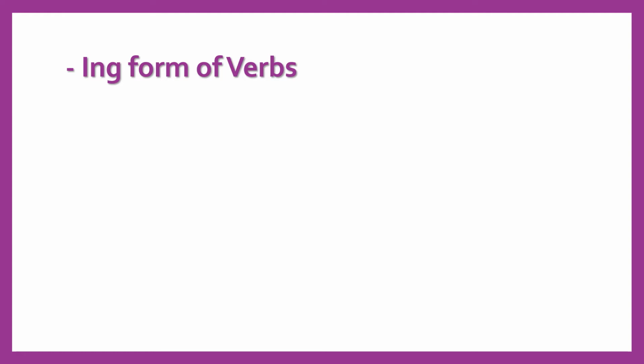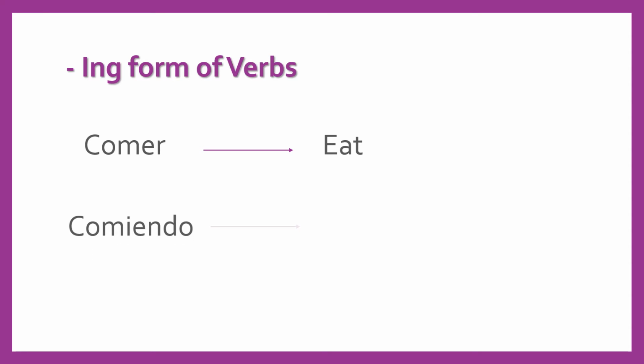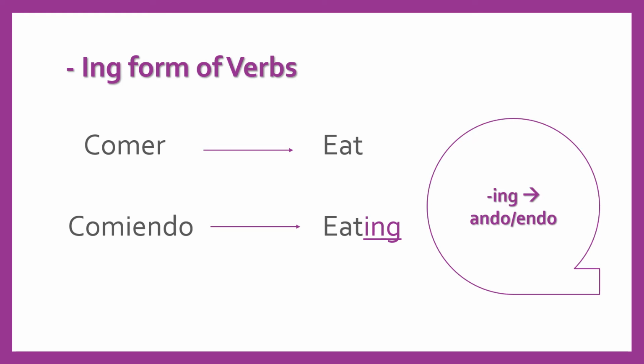Next, we're going to remember about the ing form of verbs. We know that, for example, if we have a verb like comer, in English will mean eat. If I want to say comiendo, I need to add ing at the end of that verb. Tengo que agregarle ing al final de ese verbo, eating. And also remember that you have three rules here depending on the writing of the ing form. Recuerda que tienes tres reglas acá dependiendo de cómo se escribe esa forma ing al final de los verbos. And also we know that ing means ando, endo.